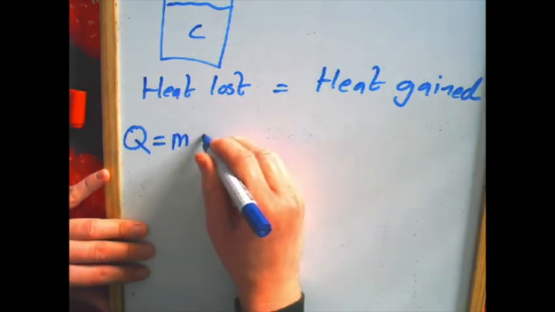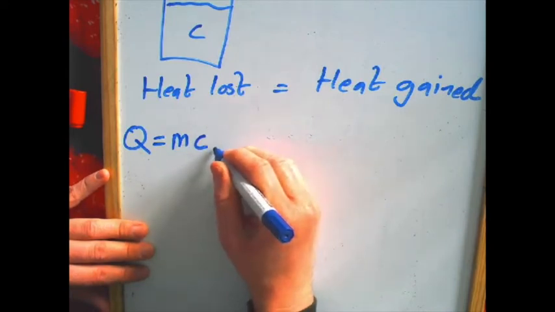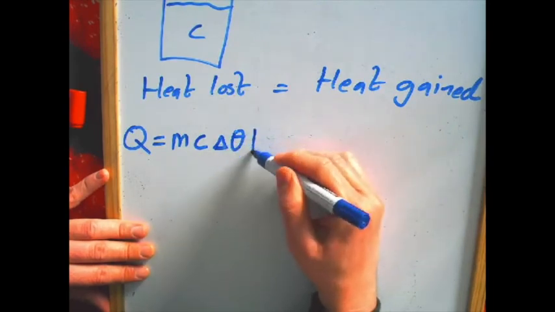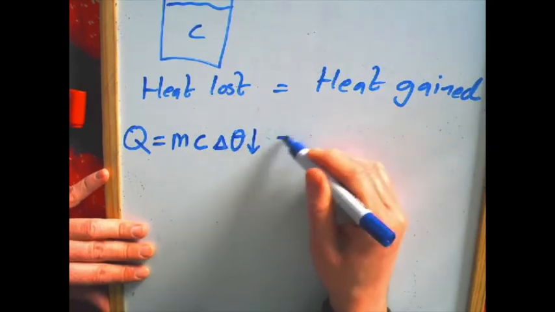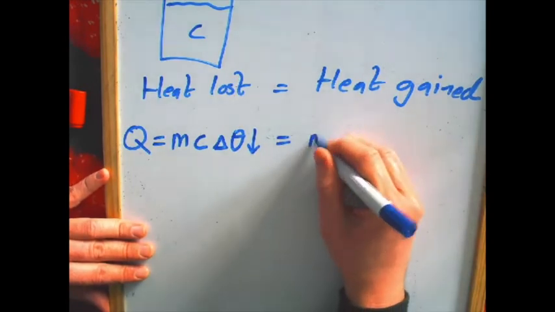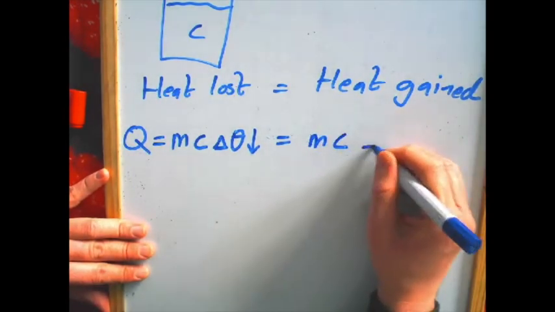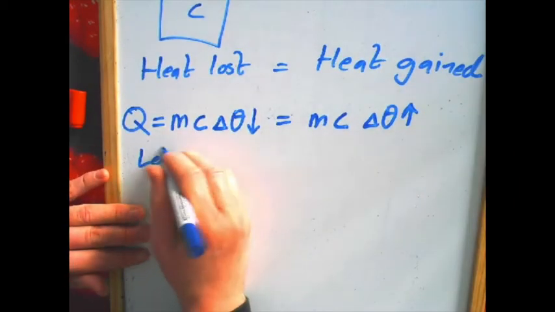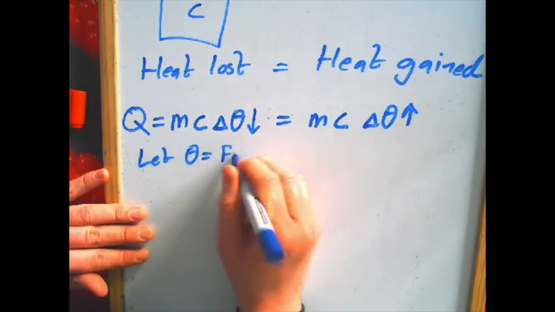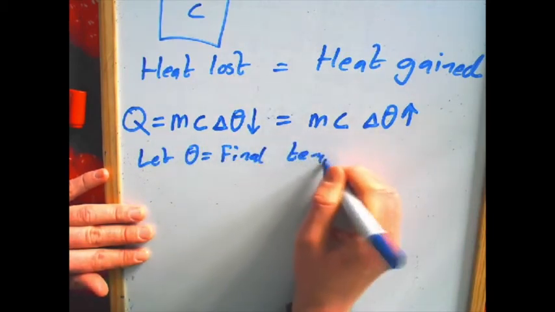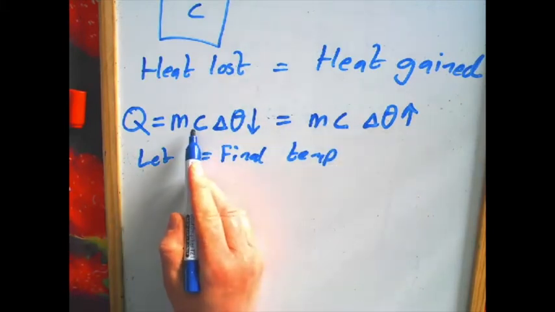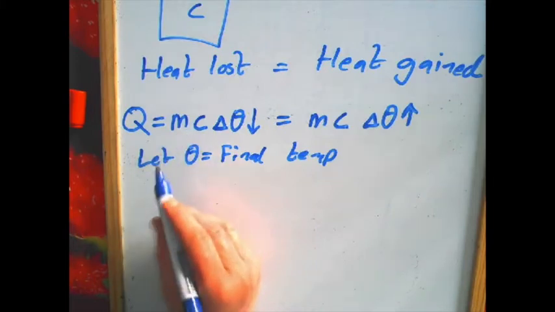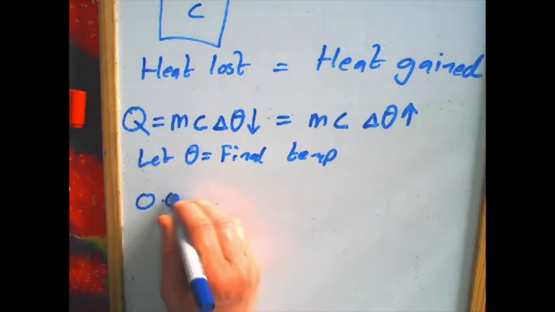Okay, so let's figure out what that heat is. Now, they're looking for the final temperature. So let's go with the heat here. It's equal to the mass times the heat capacity times the change in temperature. And for the first time, we're going to have to start really being serious about these subscripts. So the heat lost, and there's a little arrow down to indicate that's the heat lost, is equal to the heat gained on this side, which is the mass of this water, times the heat capacity, times the temperature difference going up. Now if you remember, we said that we're going to let theta be our final temperature.